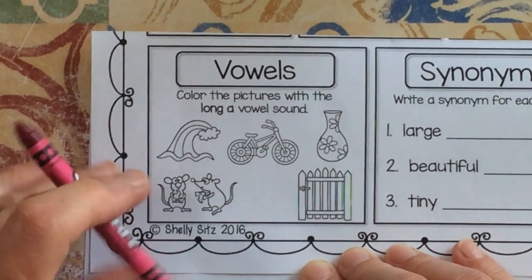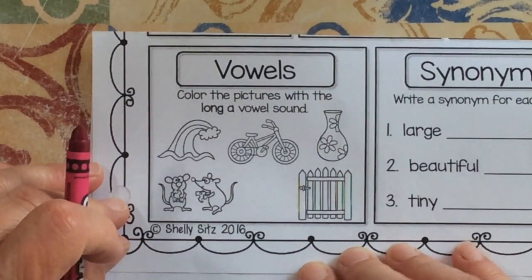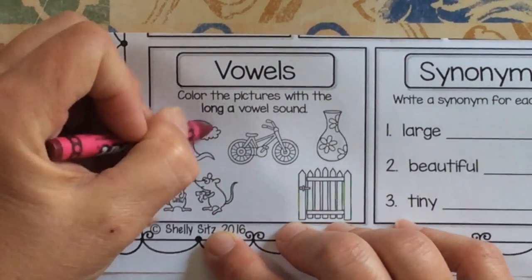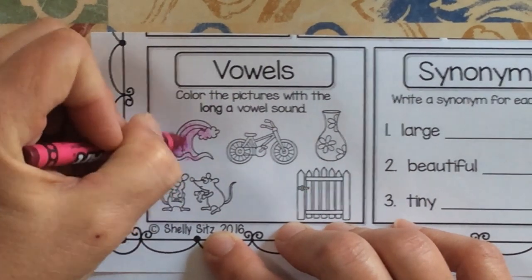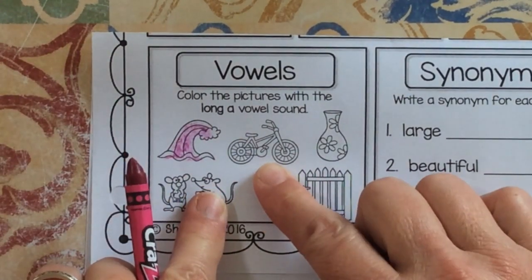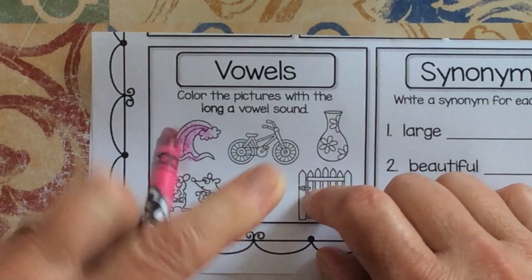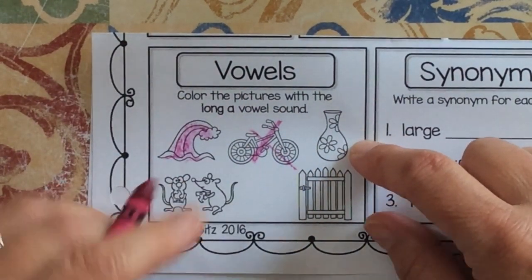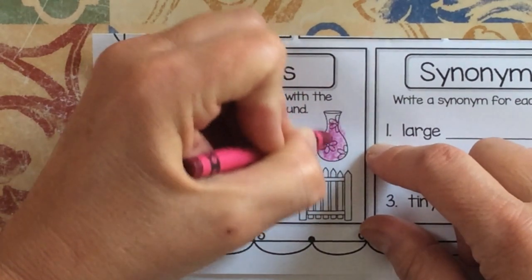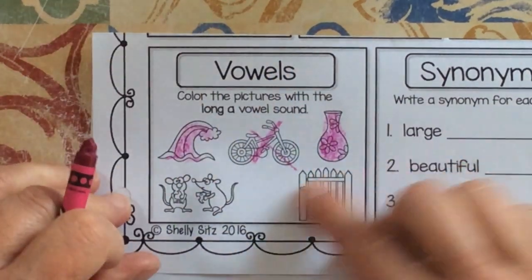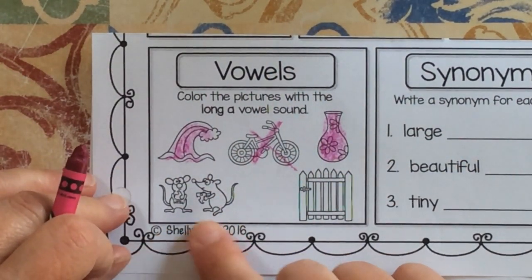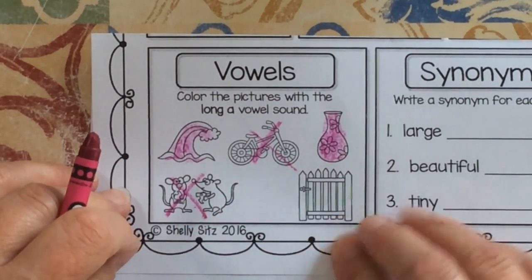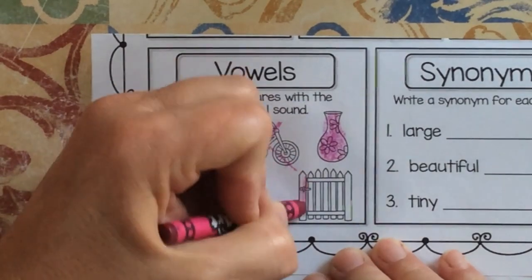Okay, so which ones say A? Wave, wave does. So I'm going to color my wave. Bike, I-ke. No. Vase, ace. Yes. Mice, I. Nope. Gate, gate. Yes.